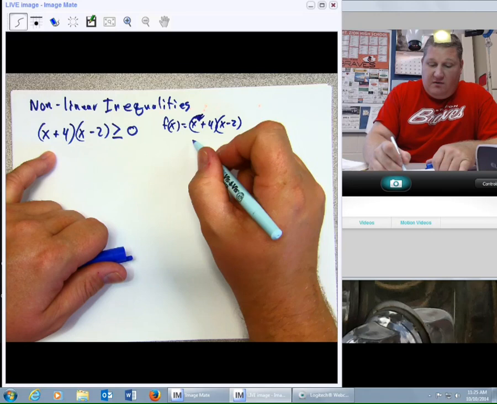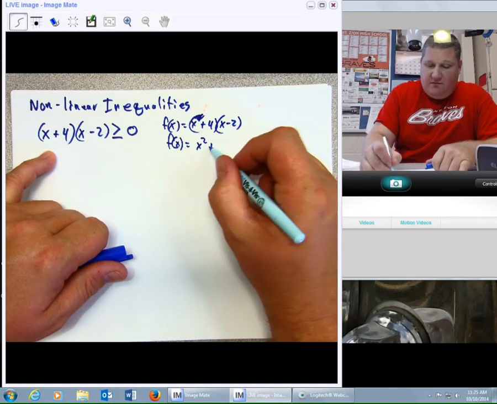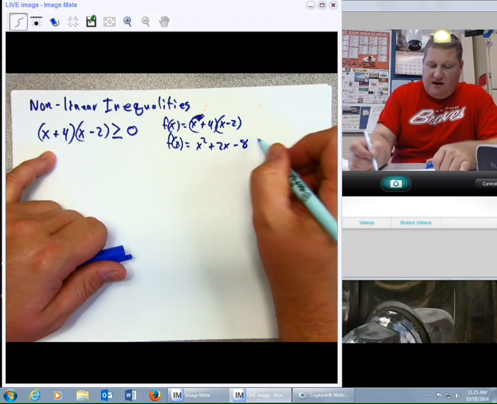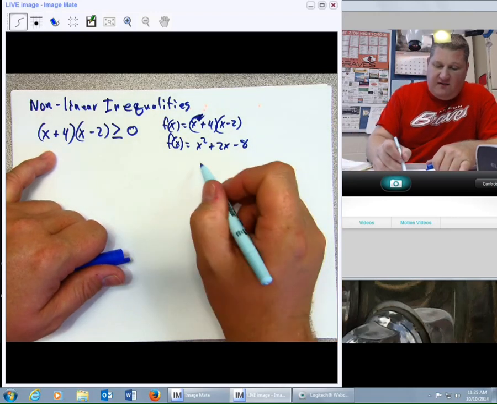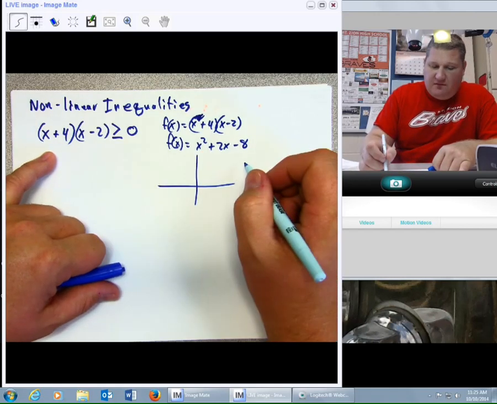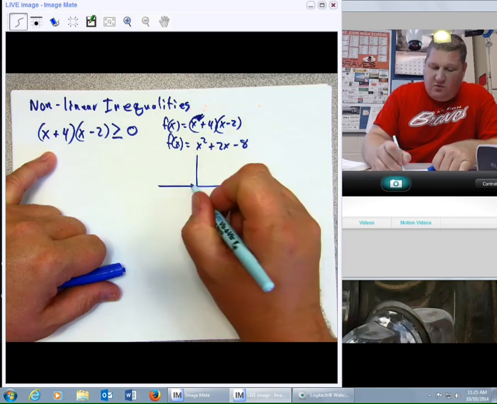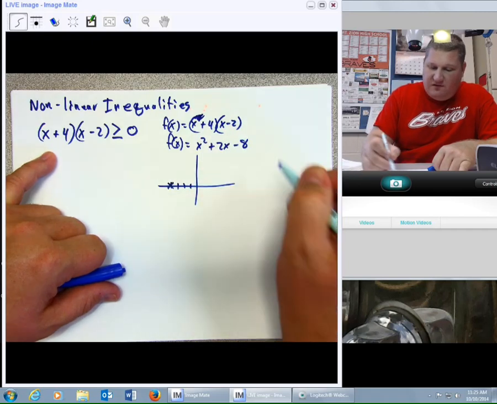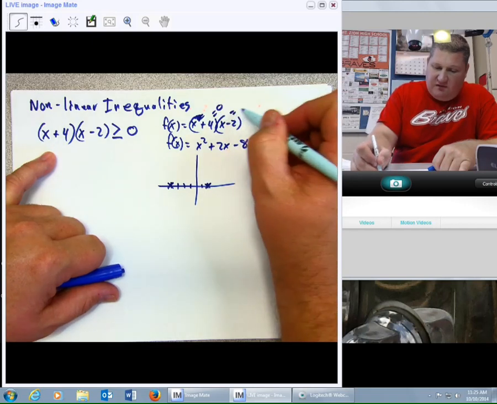Now, we could say, well, that's fine. I can multiply them together. That's going to give me x squared plus 2x minus 8. And we could graph that, okay? And so if we're going to graph this, it's going to look like the following. It's going to be a solution at negative 4. It's going to cross there. And at 2. It's going to cross there because you set each piece equal to 0.